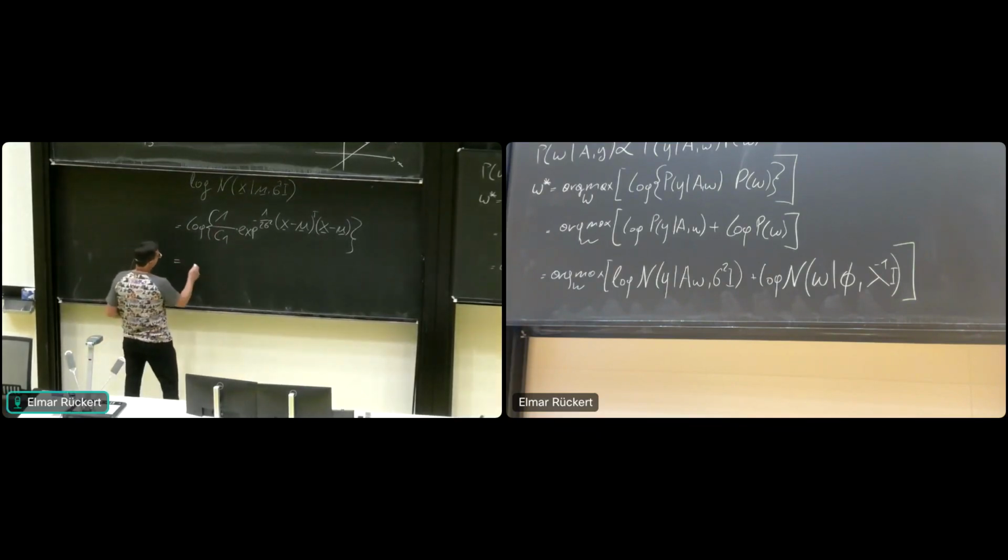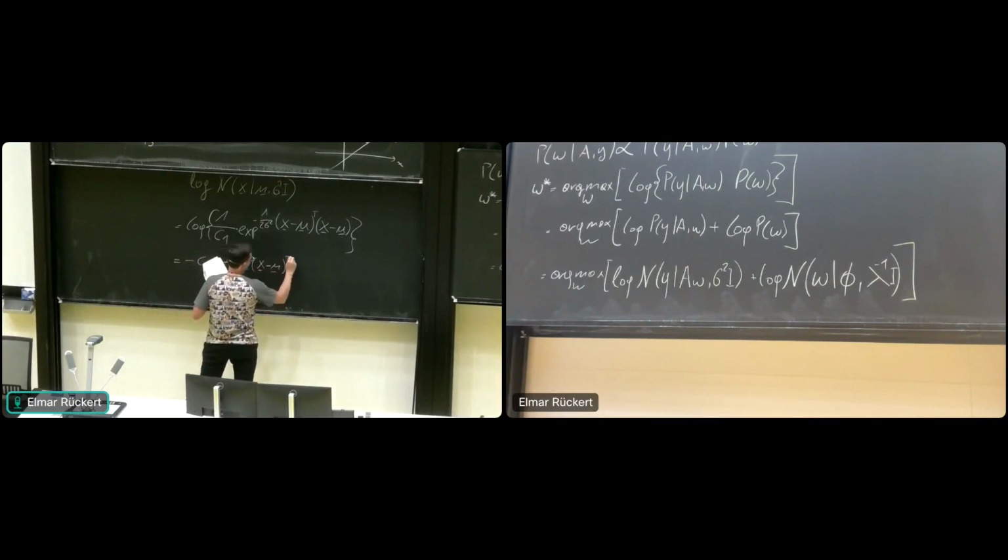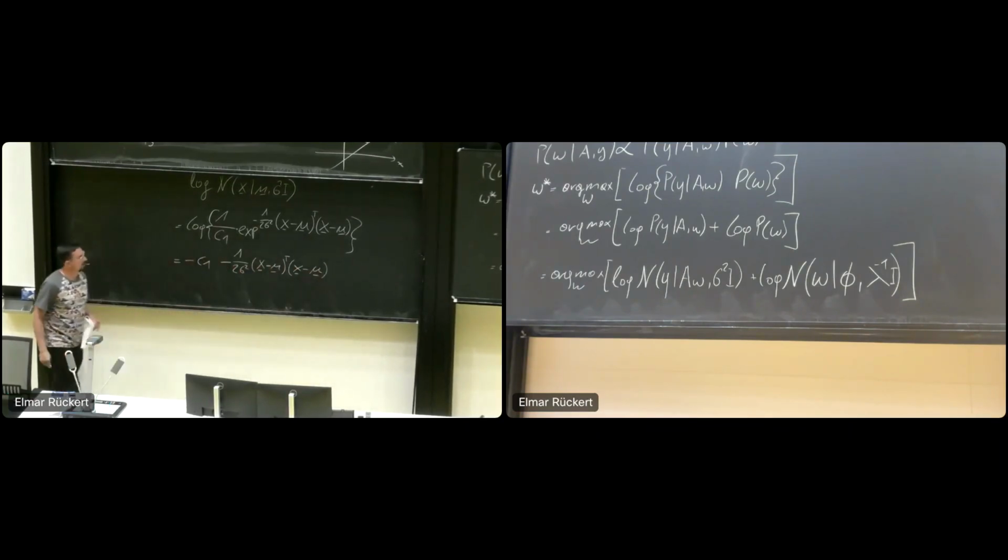So this is then minus C1 minus 1 divided by 2 sigma to the power of 2 times x minus mu transpose x minus mu. And that's the reason why we applied here the log trick.